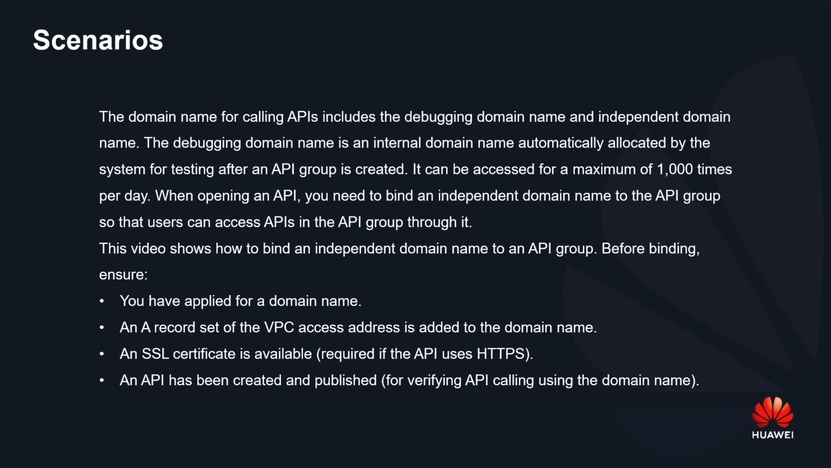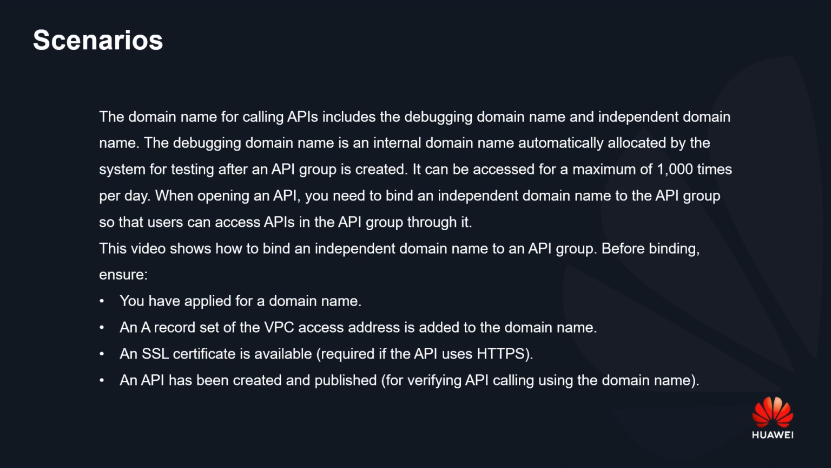When opening an API, you need to bind an independent domain name to the API group so that users can access APIs in the API group using the independent domain name. This video shows how to bind an independent domain name to an API group.